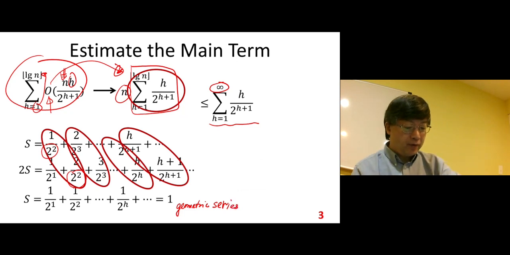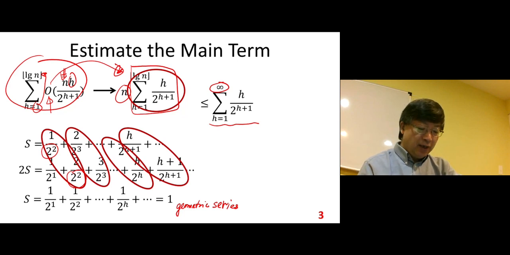I hope you know the formula. So this formula, if I really write it out, a is 1, so 1/2 times 1 over 1 minus 1/2.